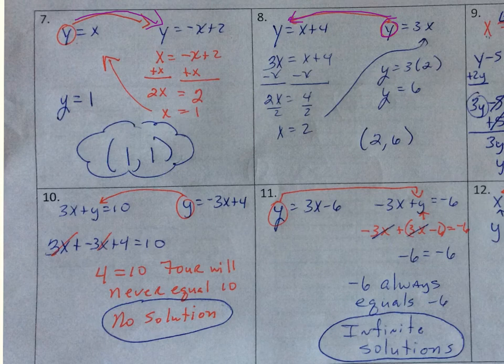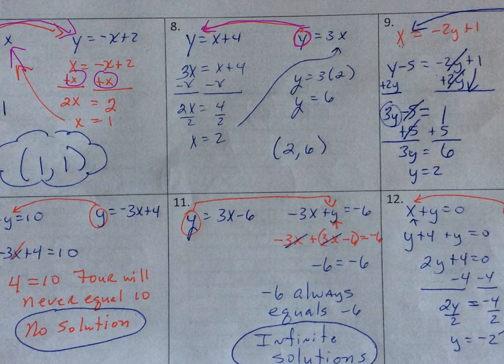Basically, I solve for the variable x. I added x to both sides right here, and then x is equal to 1. I then plug it back in for this x right here, and I get y is equal to 1. On number 8, I did the same thing. I came out with the answer being 2, 6.